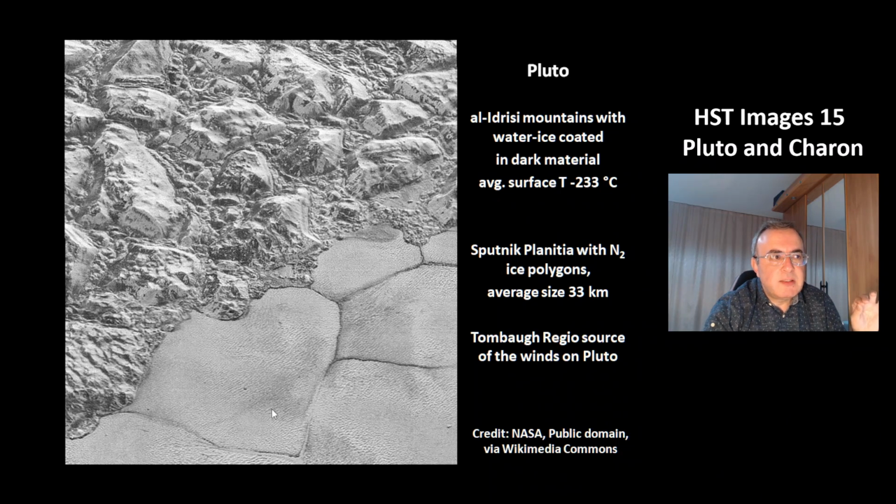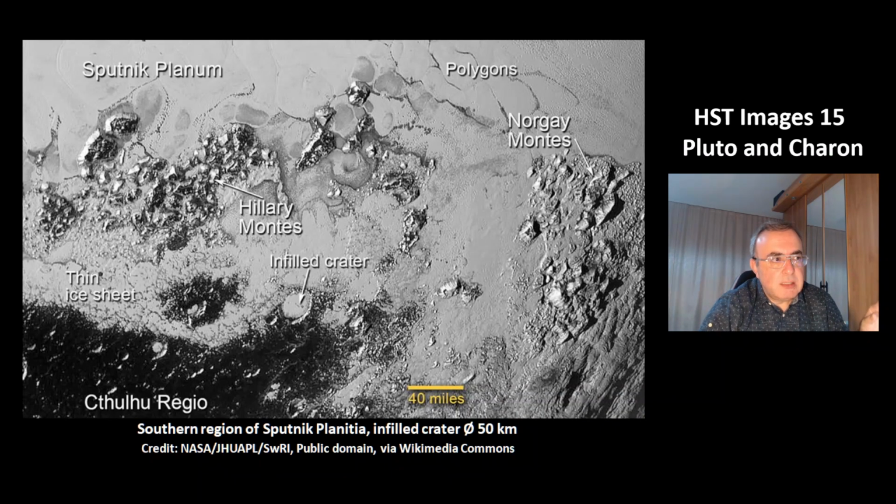At the bottom, that's the structure Sputnik Planitia. It contains nitrogen ice polygons, which have an average size of 33 kilometers. The Tombaugh Regio is the source of the winds on Pluto. This is a nice picture of the southern region of Sputnik Planitia. And you can see an infilled crater with a diameter of 50 kilometers. And you can see several mountains.